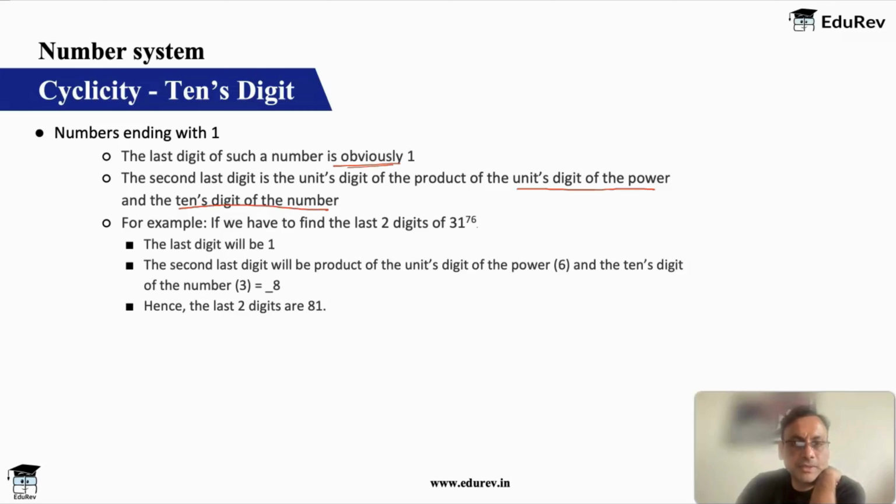For example, we have 31 to the power 76. Understand this very carefully. 31 to the power 76, the last digit is obviously 1. The second last digit will be the product of the units digit of the power, so for the power you take the units digit, and for the number you take the tens digit. So 6 into 3. 6 into 3 is 18. So you'll take 8.